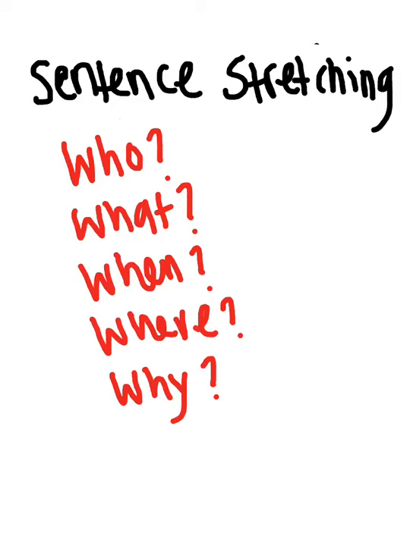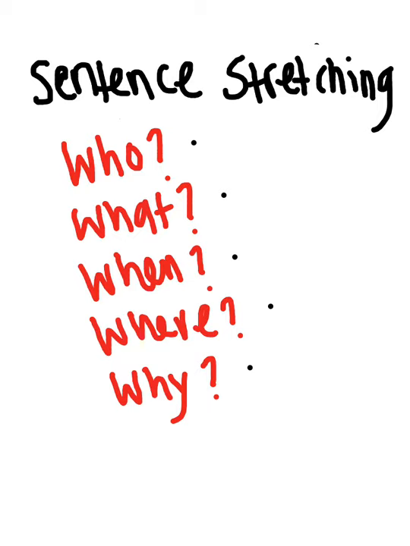Alright, so sentence stretching is when you have a mediocre sentence and you want to make it bigger and better. You want to add details to it. When you are trying to stretch a sentence, there is a graphic organizer you can use. As you can see, we have five different questions on here: who, what, when, where, and why. You're going to first look at the sentence you have or are provided with, and go down this list and answer the questions.